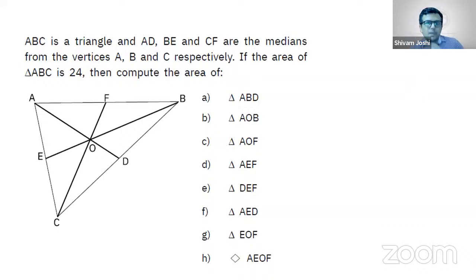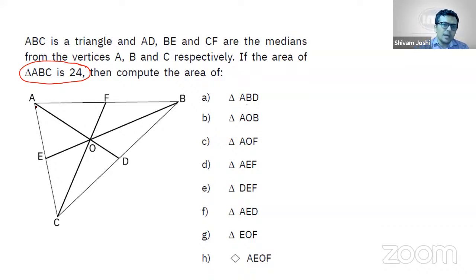ABC is a triangle, and AD, BE, CF are the medians from the vertices A, B, C respectively. The area of ABC is 24. The area of the whole triangle is 24. Compute the area of several triangles given here: ABD, AOB, AOF, and so on, right?